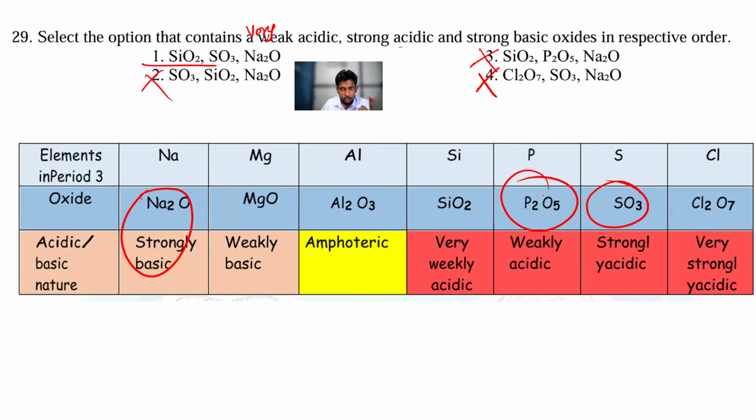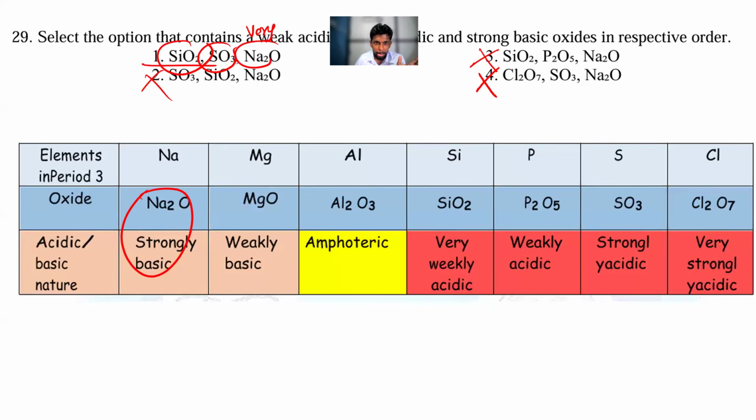Very weak, strong, and the strong base. We can check that one. SiO2, very weak. SO3, strong. Na2O, strong base. Now, a small mistake is there in the question, but the explanation is done. Along with the chart, you are going to answer the question.